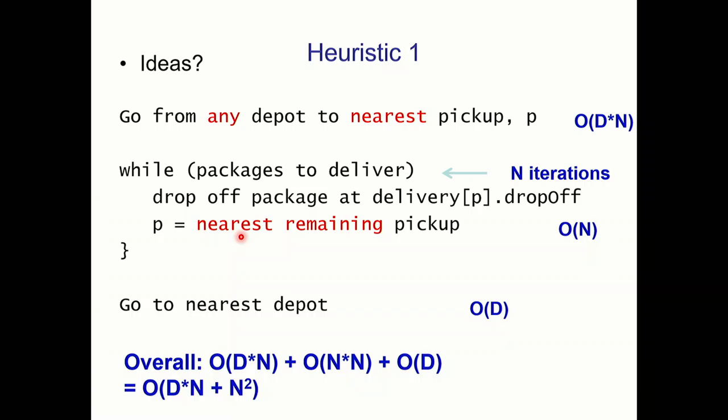So the overall time complexity is going to be O of D times N plus O of N times N, which is N squared, plus O of D. Overall, you can remove this O of D because it's not affecting it asymptotically. And it's O of D times N plus N squared. Okay, so that's the overall time complexity of this, and that's assuming that we can find the closest intersection in constant time.